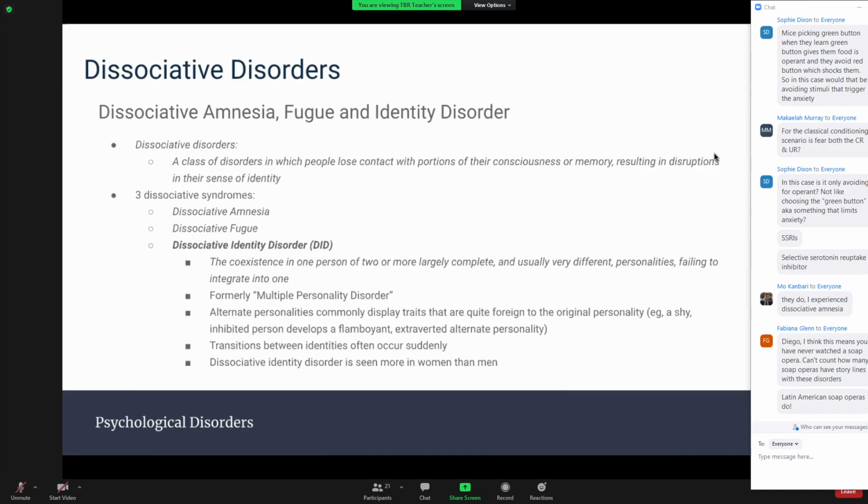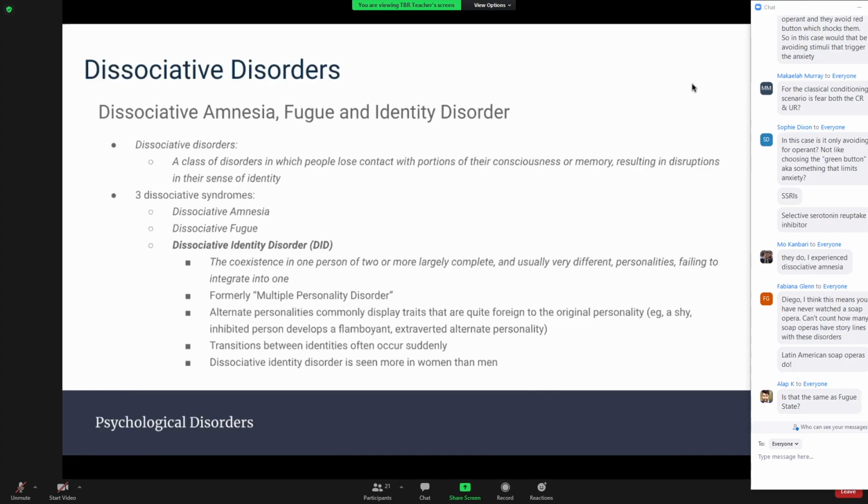Dissociative identity disorder is the last syndrome that you need to know. And this is the one that is most common in pop culture out of these three. Yes, that's the same thing as fugue state. Exactly, that is a state that would happen during dissociative fugue. The last one you need to know is dissociative identity disorder, and this is the one that we see a lot in pop culture. This used to be called multiple personality disorder. The idea is that there's a coexistence of two or more personalities in one individual. These are complete and completely distinct personalities.